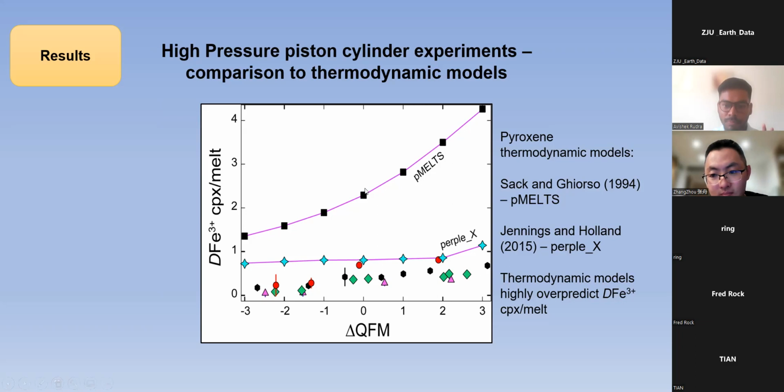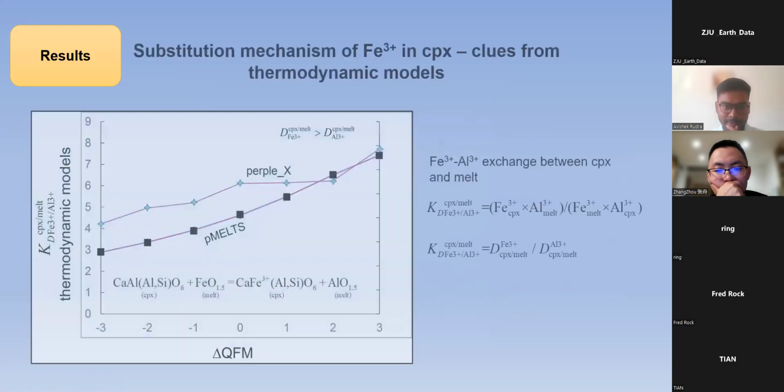We see that both pMELTS and Perple_X hugely overestimate the CPX-melt ferric iron partition coefficients. Irrespective of the fO2 or the pressure, they're always higher. They always give you higher values of ferric iron partition coefficients than what we found experimentally. So something is wrong with those thermodynamic models. If you use those models to get the ferric iron in the pyroxenes, you'll always get overestimated values compared to what we found in our experiments.